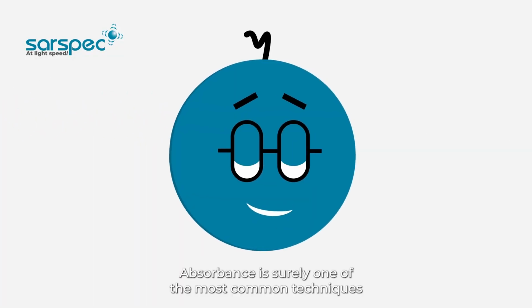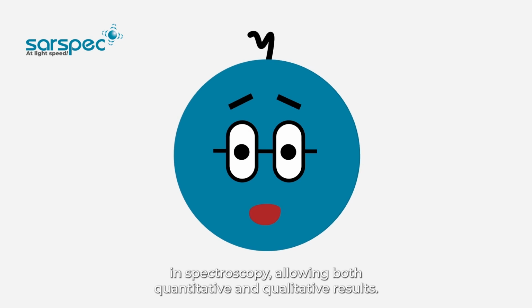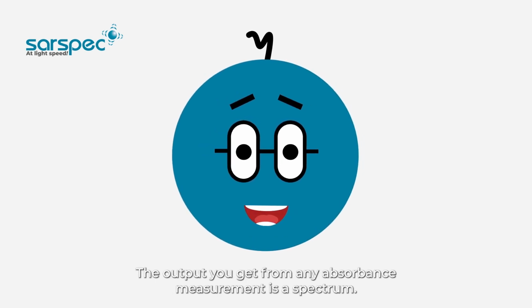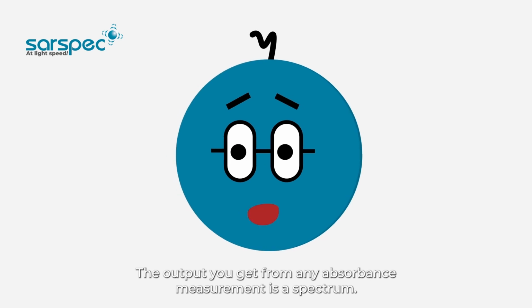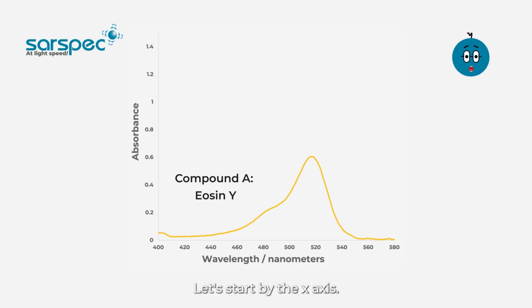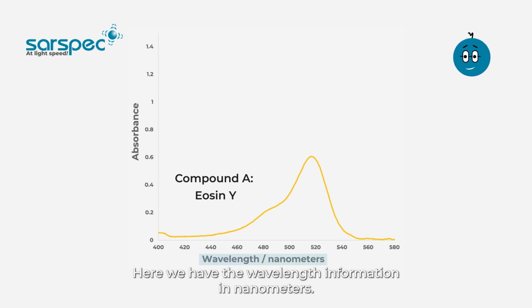Absorbance is surely one of the most common techniques in spectroscopy, allowing both quantitative and qualitative results. The output you get from any absorbance measurement is a spectrum. In this case, as an example, we have the absorbance spectrum of eosin Y. Let's start with the x-axis. Here we have the wavelength information in nanometers.